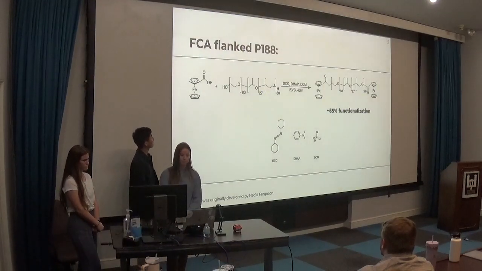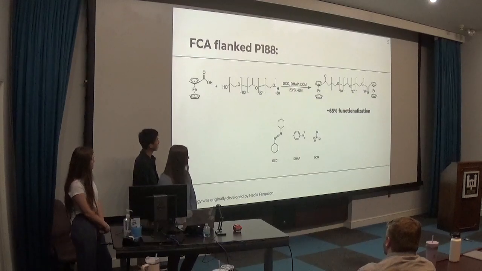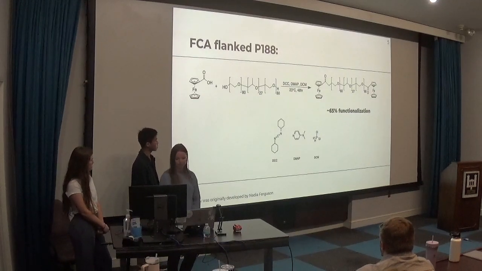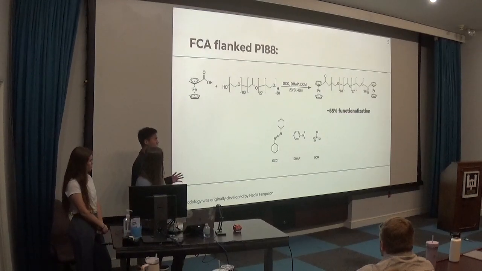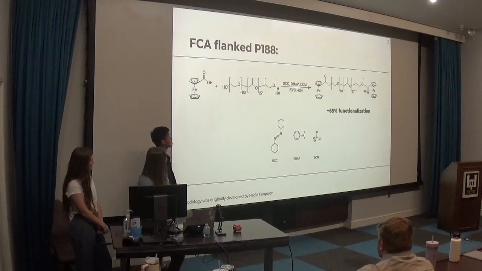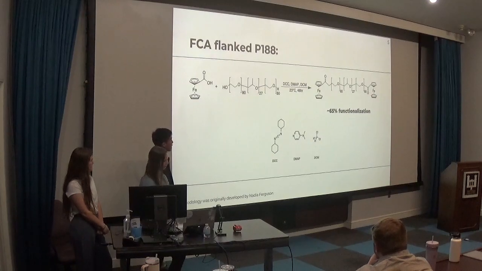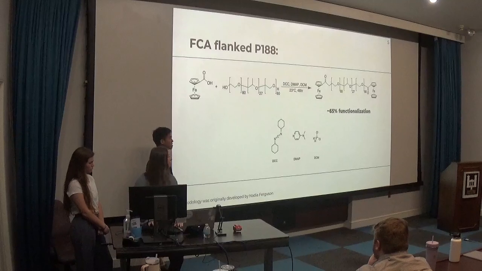So I mainly worked on ferrocene carboxylic acid with P188, and this procedure right here was based off a similar procedure synthesized by a former colleague, Nadia Ferguson, where I used DCC as a coupling reagent, DMAP as a nucleophilic catalyst, and DCM as my solvent. And while I haven't obtained full characterization of my product yet, a similar experiment with a similar set of conditions had shown their product to reach 65% functionalization. And while this isn't 100%, we are making efforts to improve on this.